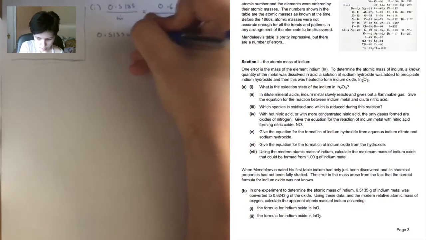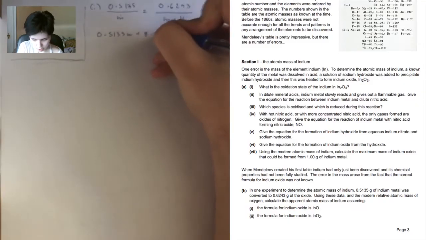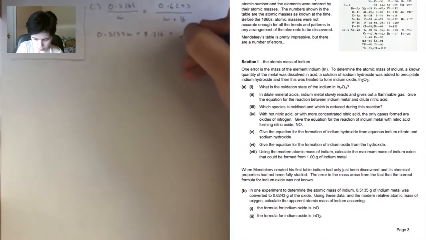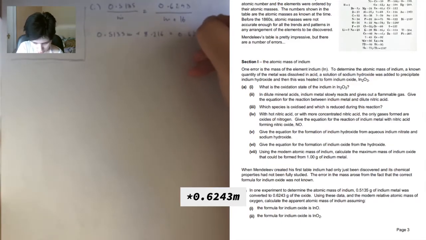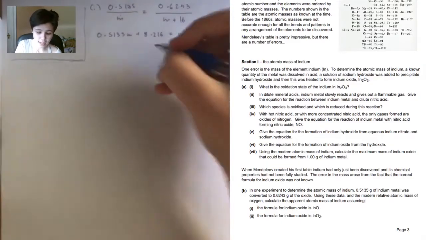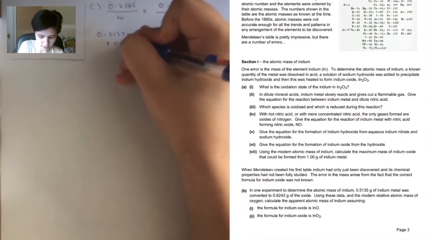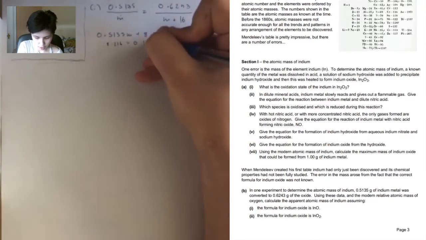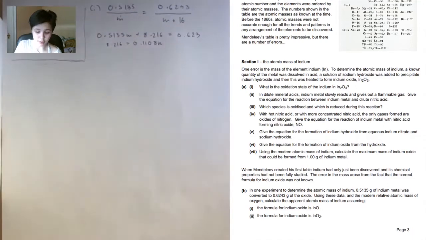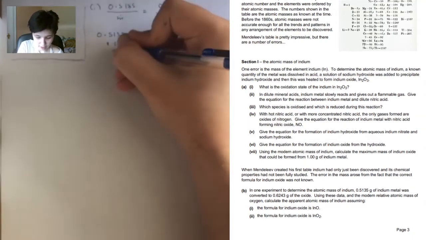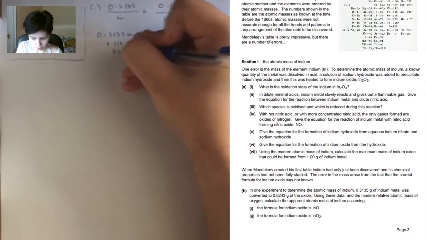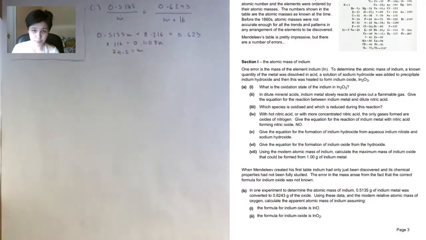0.5135 m plus 8.216 is equal to 0.623. And then subtracting the m's, I have 8.216 is equal to 0.1108 m. Dividing by 0.1108, I get 74.2 equals m.